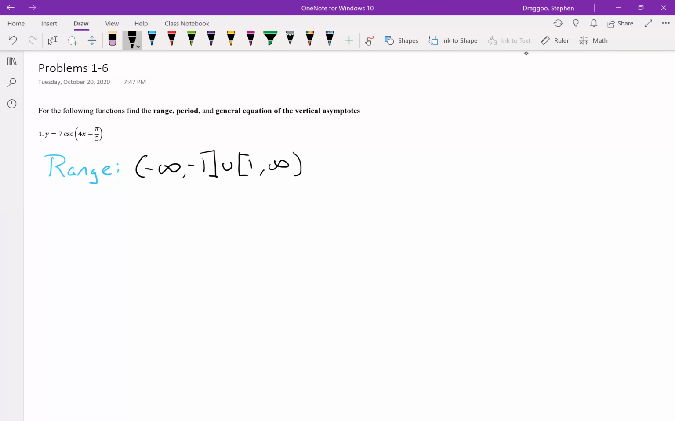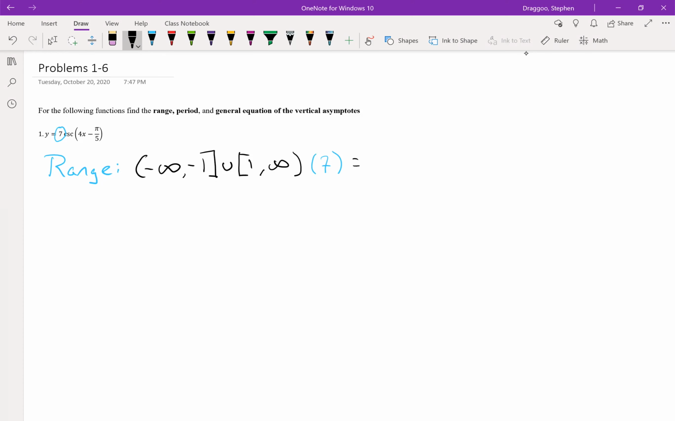Since cosecant is 1 over sine, we're going to be looking at every number with the exception of things that are between -1 and 1. So everything that is in the range of sine is not in the range of cosecant, with the only exceptions being 1 and -1. We're going to take that base range and multiply it by the amplitude, or the value of a in this case. We're going to multiply that whole thing by 7.